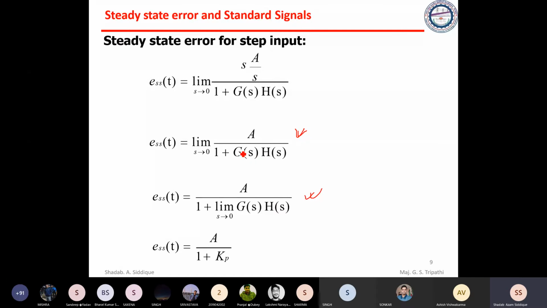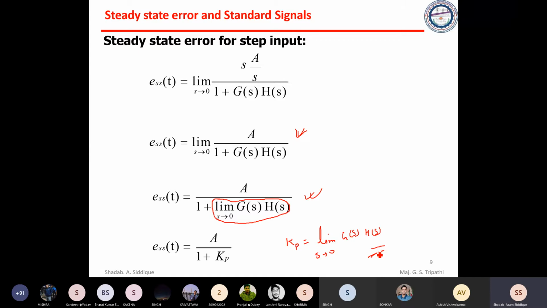Now, see, where is the s term? This term is not having an s term, this term is having an s term. So can we take the limit to this point? Yes. So this will become A divided by 1 plus limit s tending to 0 of G(s) H(s), and this term is named as Kp. So we just name it: A by 1 plus Kp. So Kp is nothing but limit s tending to 0 of G(s) H(s). Okay, this is the Kp value. I hope this is clear.